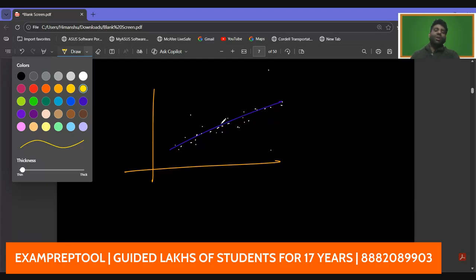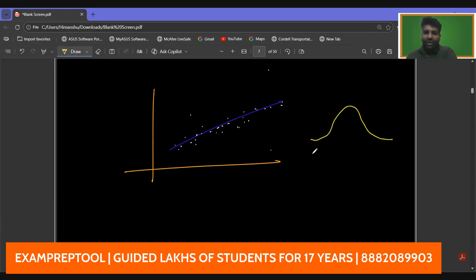what was the actual value, what I'll find is most of the times my error would be, like, what should I say? The error itself should follow a normal distribution, something like this. Okay, now what does it mean?